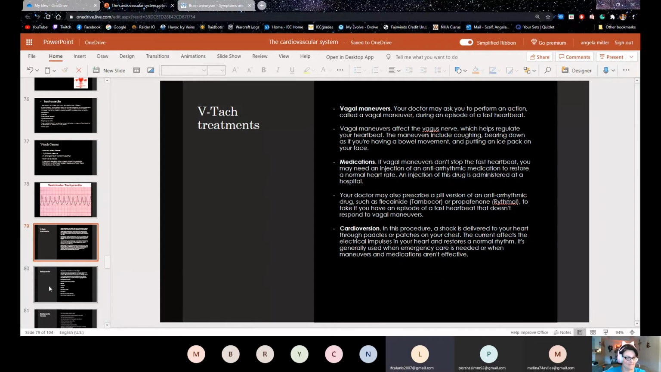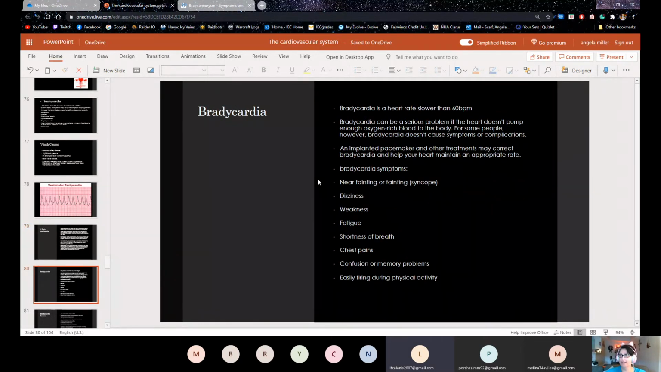All right, next arrhythmia is bradycardia. So it's like the opposite of tachycardia. Bradycardia, this is what you need to write down and make sure that you know, is going to be a heart rate under 60 beats per minute.